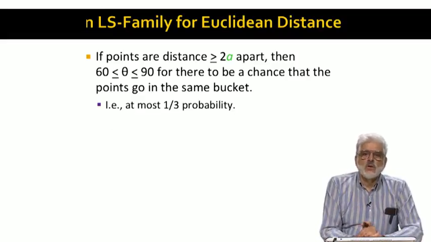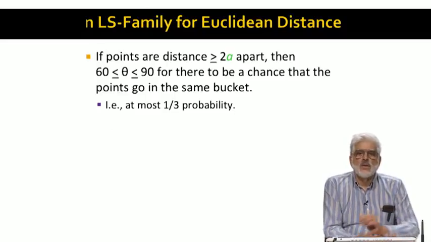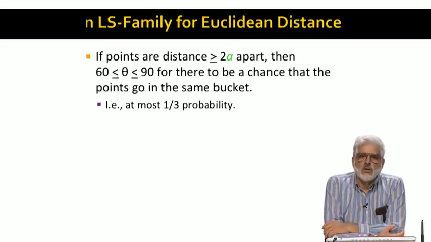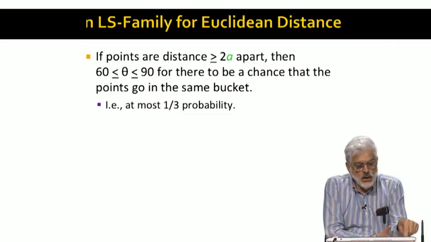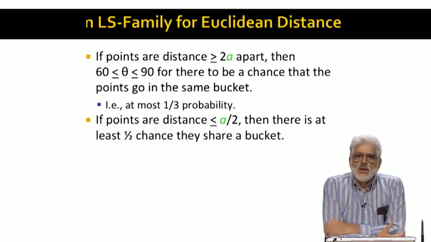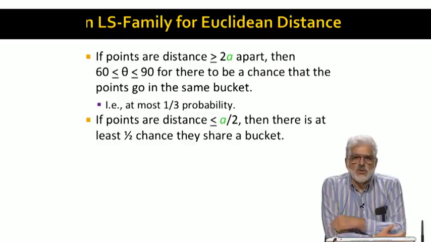So if 2 points have Euclidean distance at least 2a, then there is zero chance they fall into the same bucket unless theta is in the range of 60 to 90 degrees. Since theta is random in the range 0 to 90, there is at most 1/3 probability of sharing a bucket, and thus at most 1/3 chance that a randomly chosen hash function from the LSH family will say yes. On the other hand, if points are at distance at most a over 2, then they share a bucket with at least 50% probability. That is, the probability of a yes answer for these 2 points is at least a half.